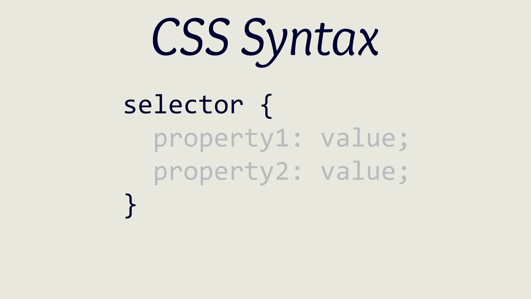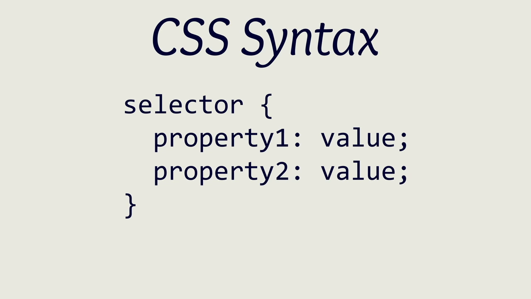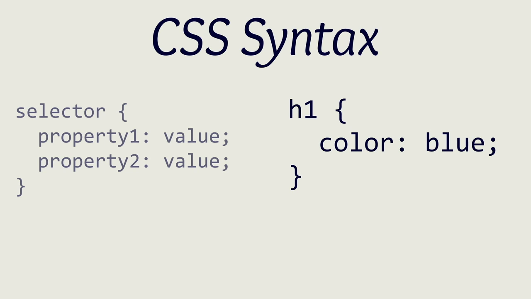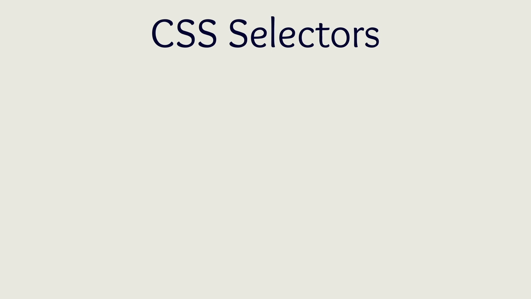Everything in between these curly brackets will be styles that are applied to the HTML elements that match the selector. Lastly, inside the curly brackets is one or more property value pairs. Each of these pairs defines a property, such as color, font size, width, etc., and a value for that property. A basic example of the CSS syntax will be setting the text color of all H1 elements to blue. Now that we have the syntax out of the way, let's focus on the various selectors.